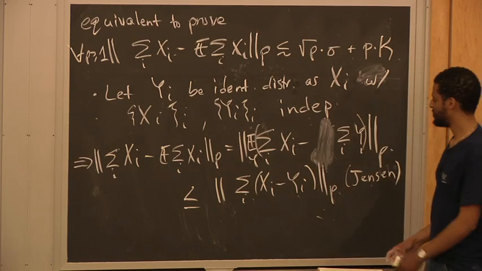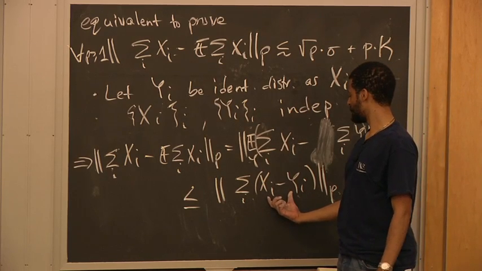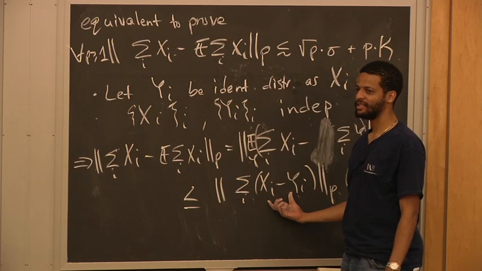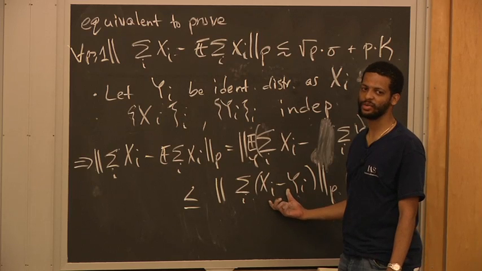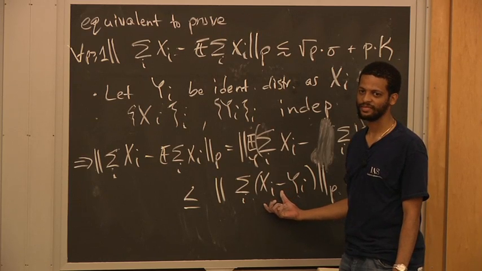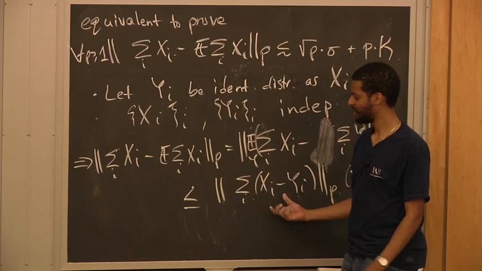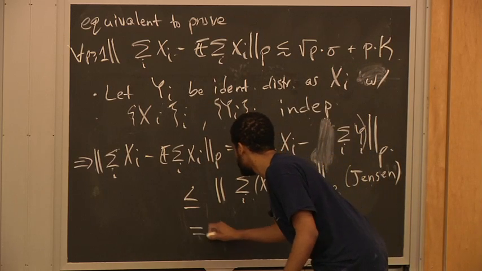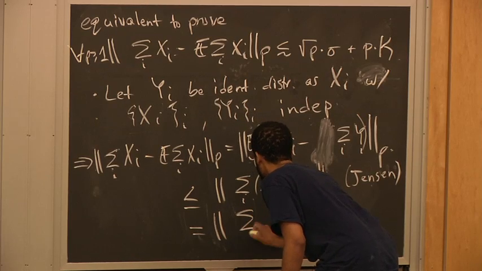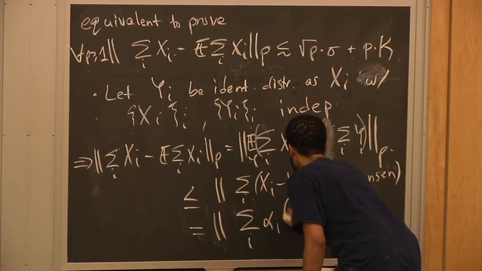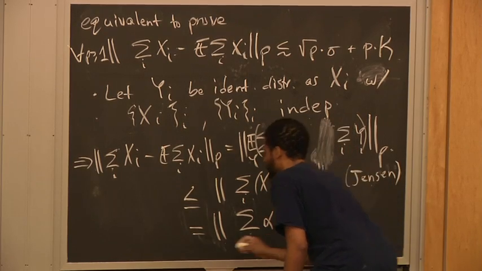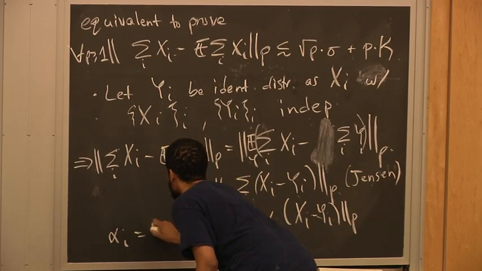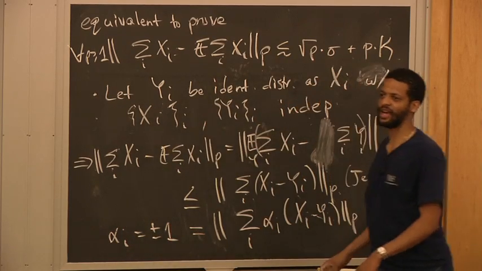And now, notice that Xi minus Yi is a symmetric random variable. For any value t, it's equally likely to be t or minus t. So this is identical in distribution to the p norm of the sum over i of alpha i times Xi minus Yi, where alpha i is just a random plus or minus 1 random variable.